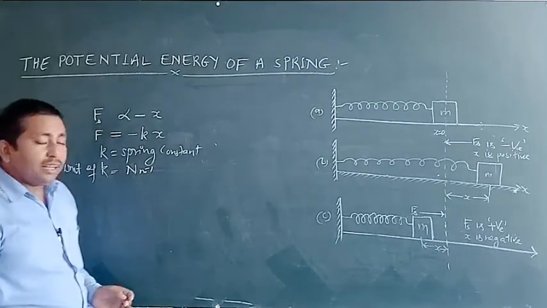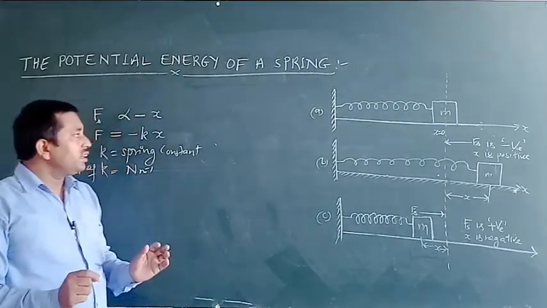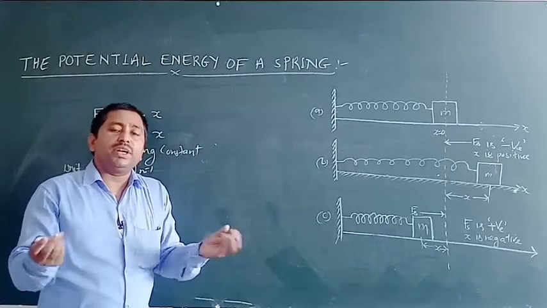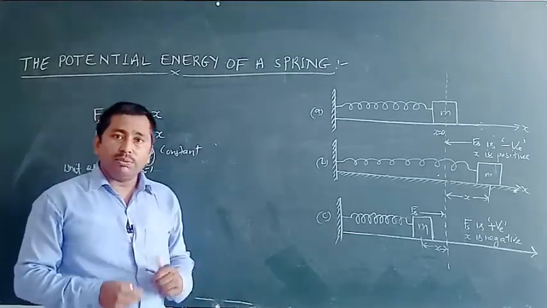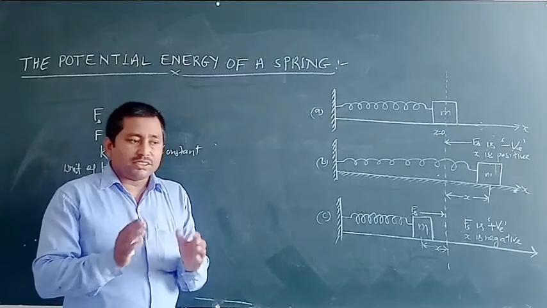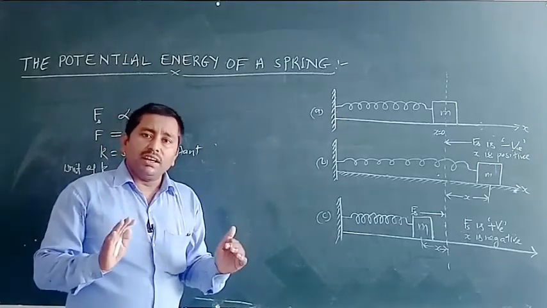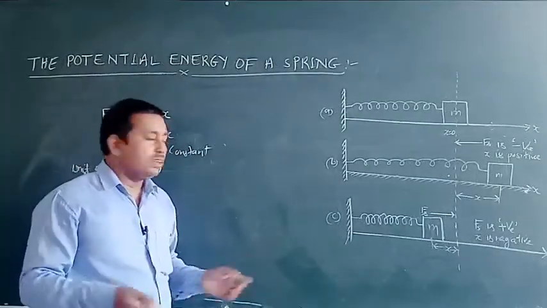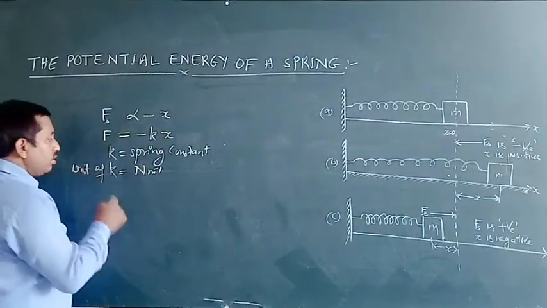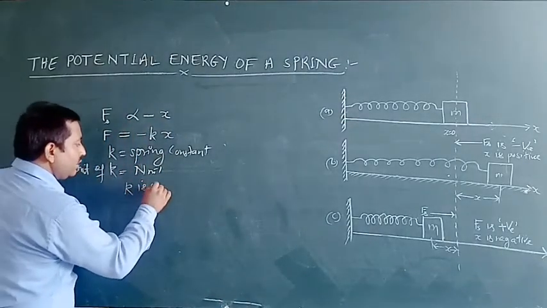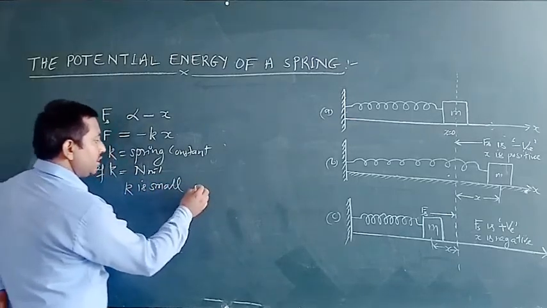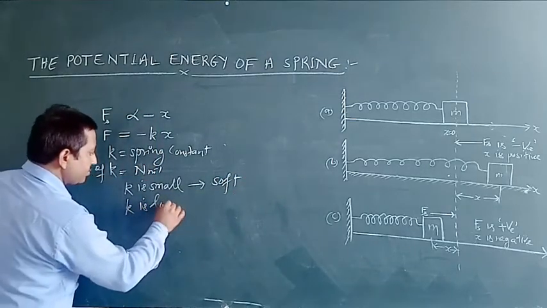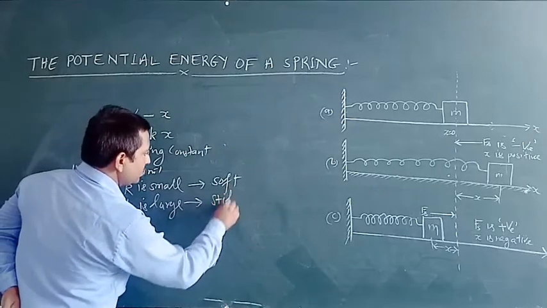And we know that a spring which can be elongated by applying a small force is known as soft, and a spring that cannot be elongated by a large displacement even by applying a large amount of force is known as stiff. So if K is small, then the spring is known as soft, and when K is large, then the spring is known as stiff.